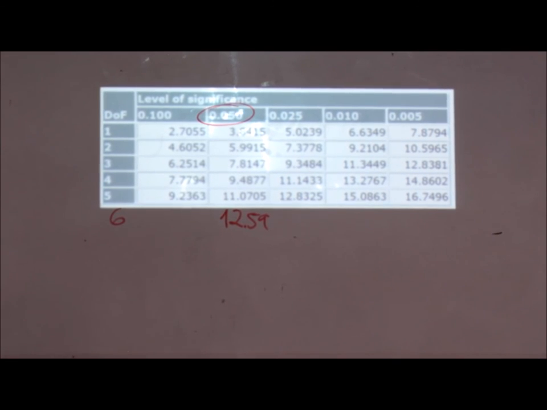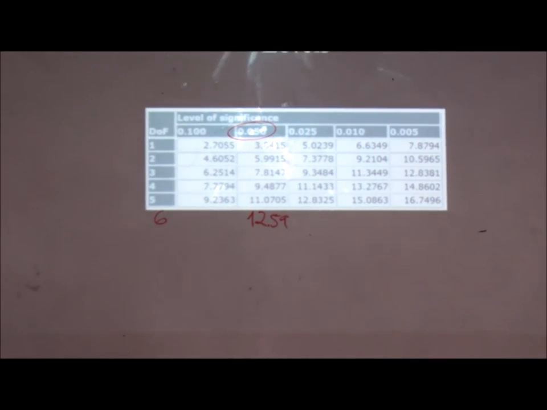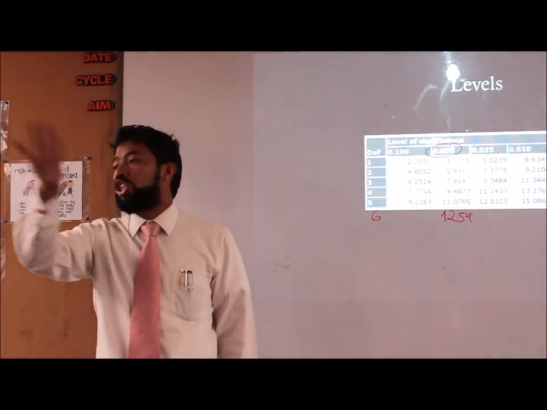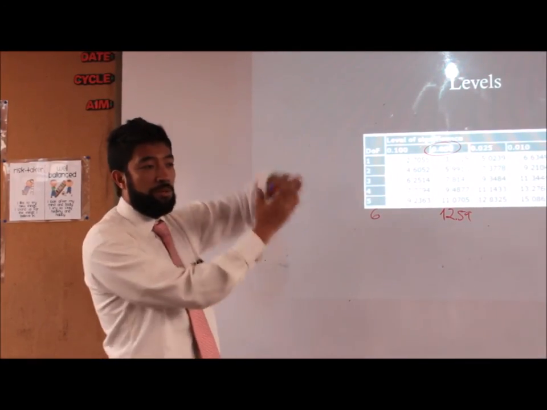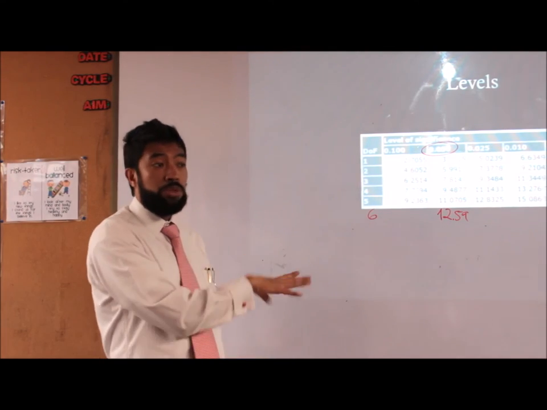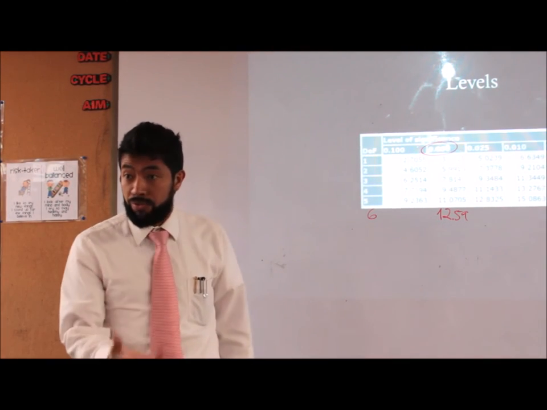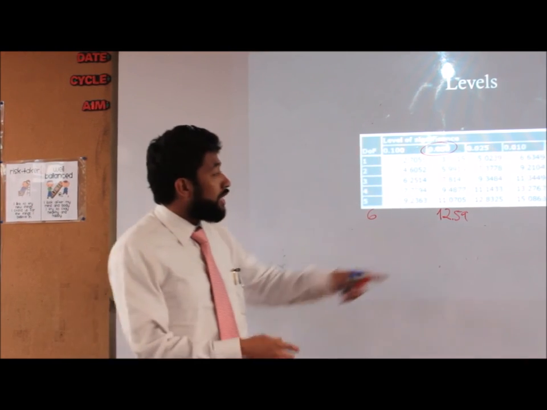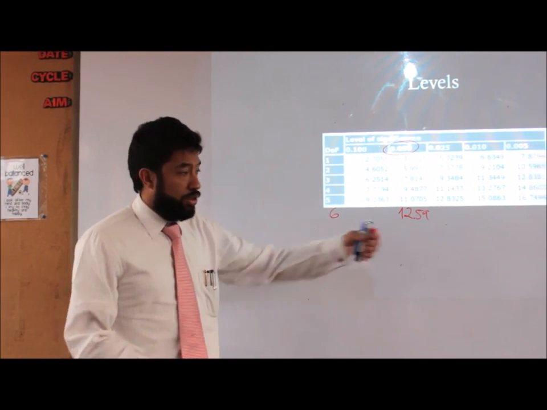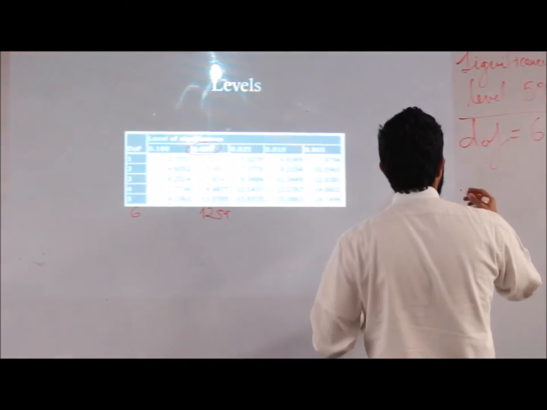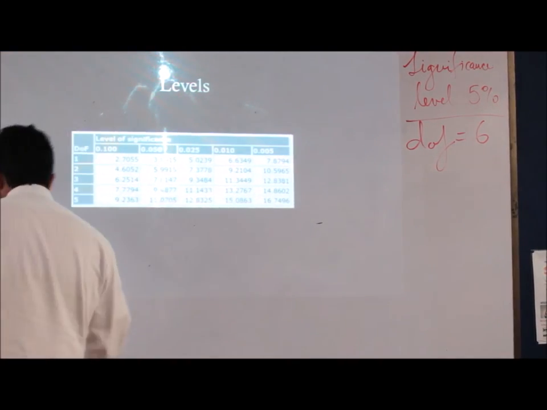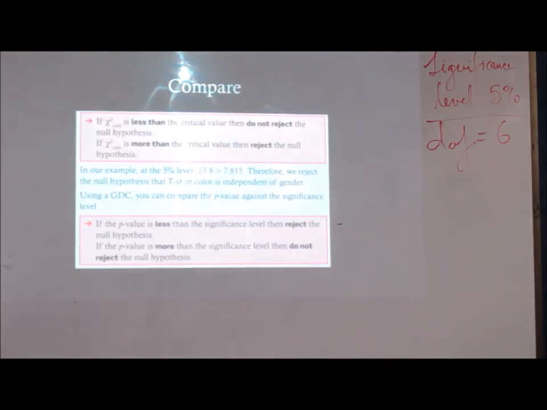Teacher, what if I need that table to do my project? Google, write critical values for chi-squared tests. And you can find a large table. I have some tables, but it is possible to find them. So, no worry. So, what's the critical value? 12.59. So I'm going to go back.